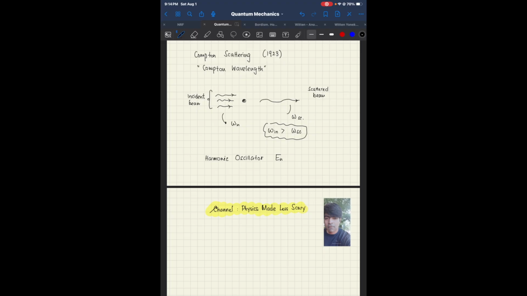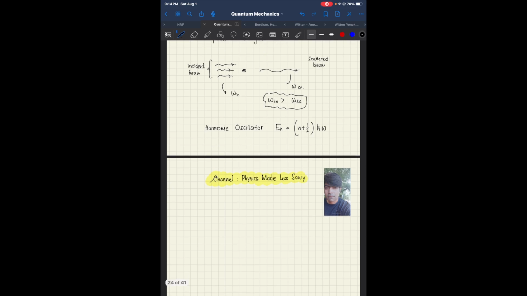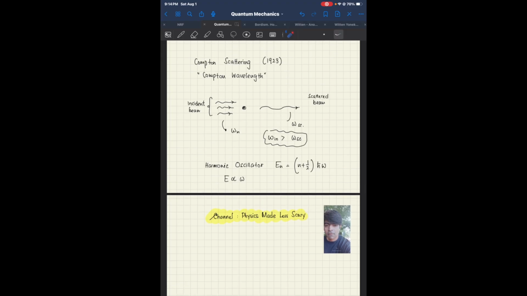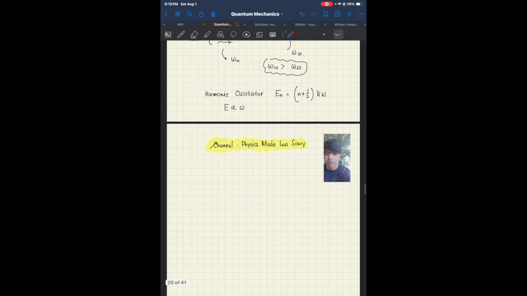The energy was given by n plus half h cross omega. So you see, energy is directly proportional to omega, which means the incident beam here, in this scattering experiment, has more energy than the scattered beam, right? And this is what you would expect in physics, right?